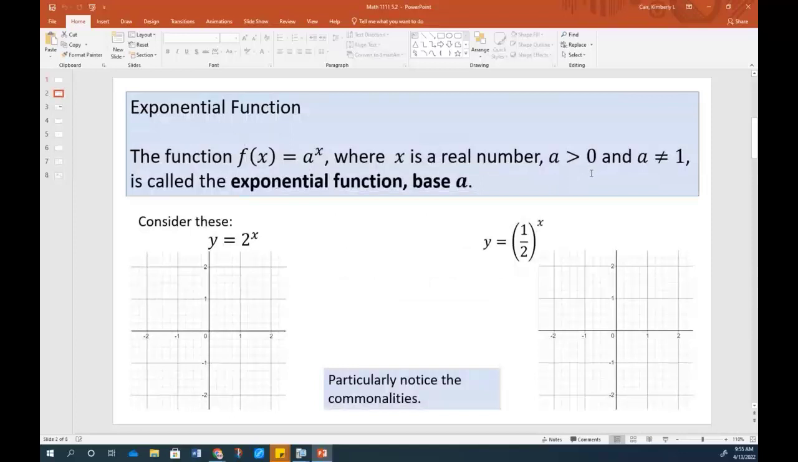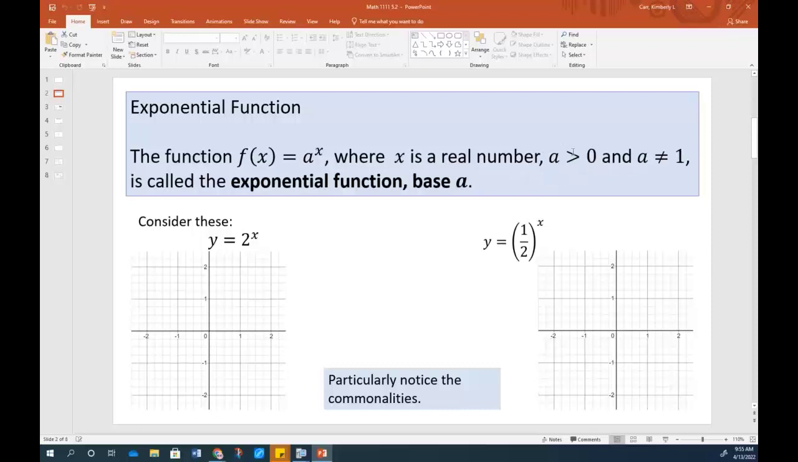This is the definition, but taking you through really what we're saying here. X, our variable, will be up in the exponent. And our base for the variable, because anything raised to a power is a base, our base will be the number. So you can see a couple of examples here like 2 to the x or 1/2 to the x.